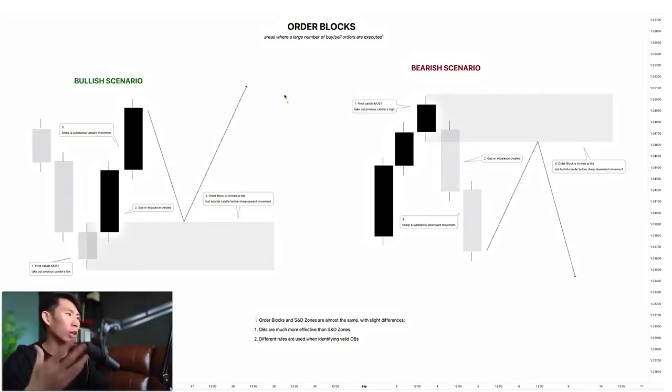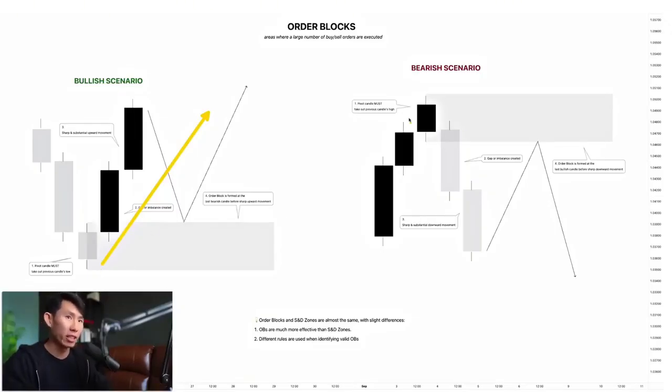Now, the trick to identifying order blocks is to look for sharp and substantial upward or downward movement. So in this case, you can see we got a sharp and substantial upward movement right here where price is going up very aggressively. In that case, you just want to look for the candle right before this sharp and substantial upward movement. And damn, that's a mouthful. So this is the candle right here. You just need to draw a box marking the high and the low of this particular candle, and this creates your order block.